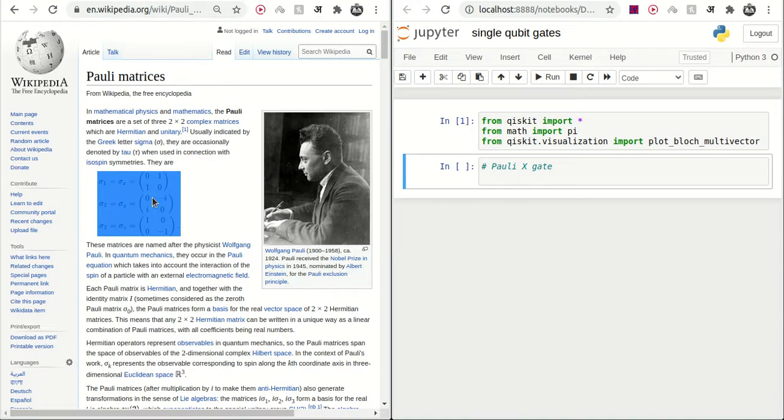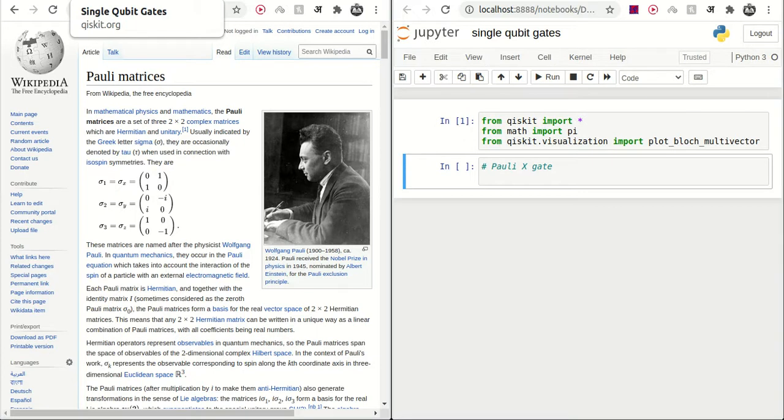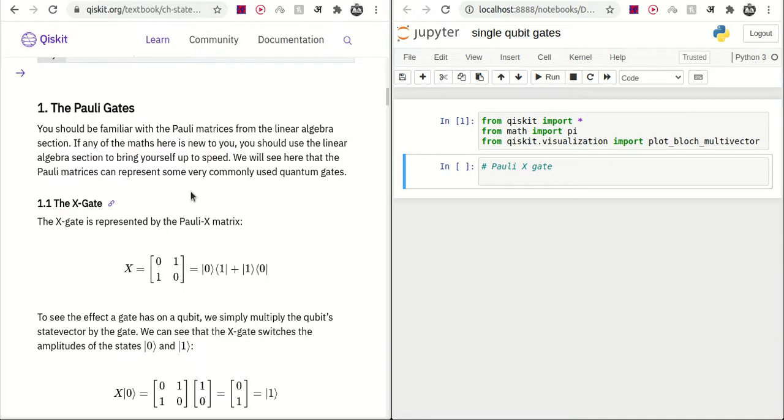These are our matrices. This is the X gate: 0 1, 1 0. This is the Y gate: 0, minus i, i, 0. Sigma Z is 1 0, 0 minus 1. And these are named after Wolfgang Pauli. He was a renowned scientist and he developed these gates.